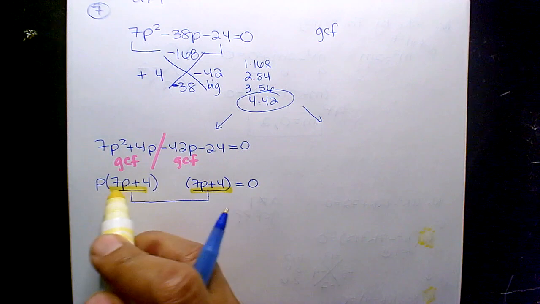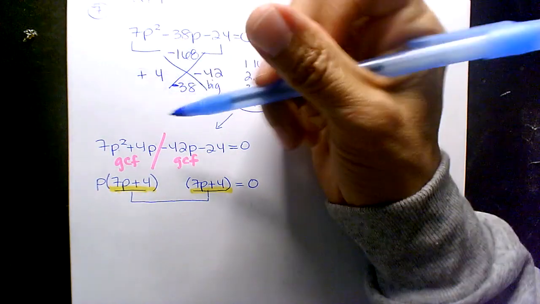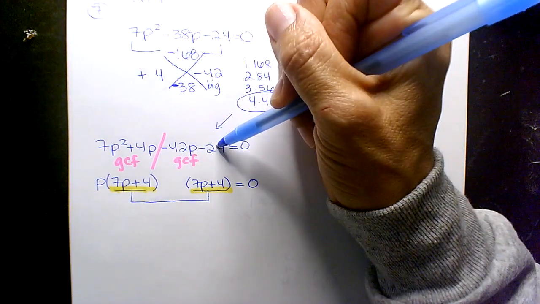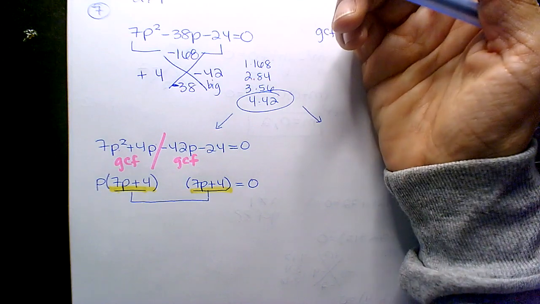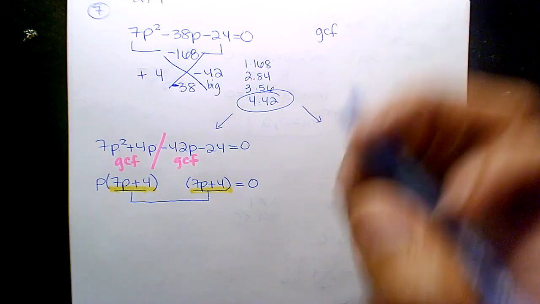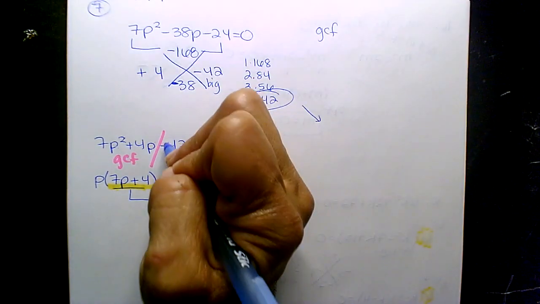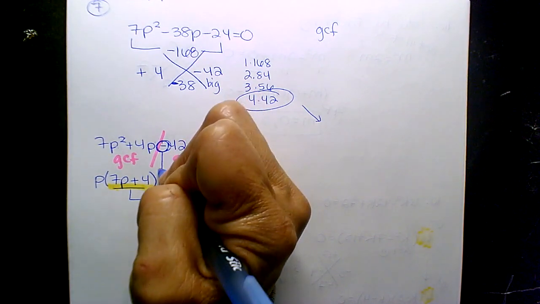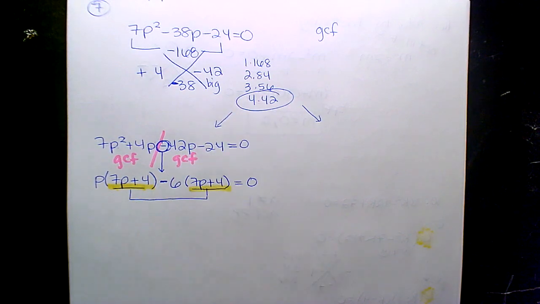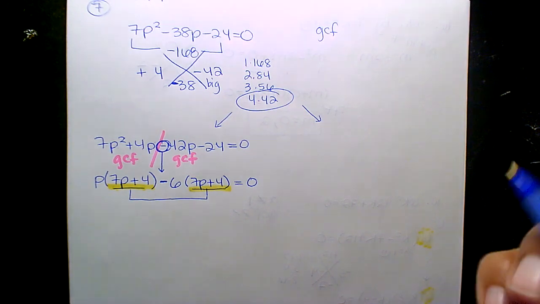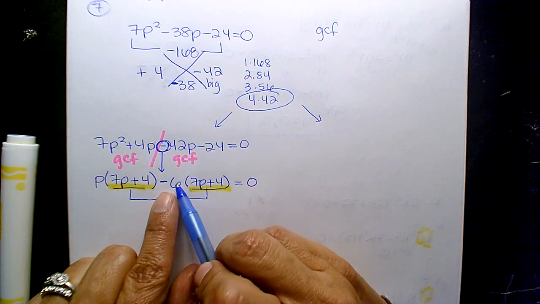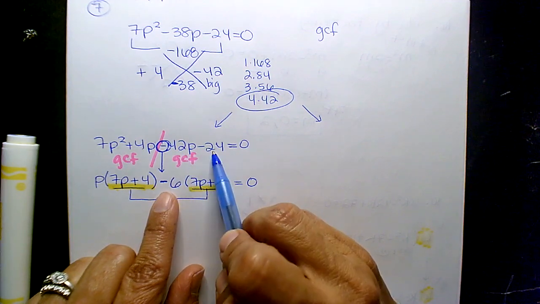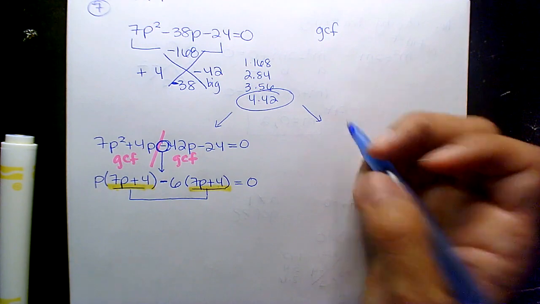Okay, so let's GCF. You have 42 and 24. What number can get factored out of 42 and 24? 6. Now, if you ever have a negative, you should always remove it out here. Okay, so now check it. Negative 6 times 7, negative 42. Negative 6 times 4, negative 24. So you did it correctly.